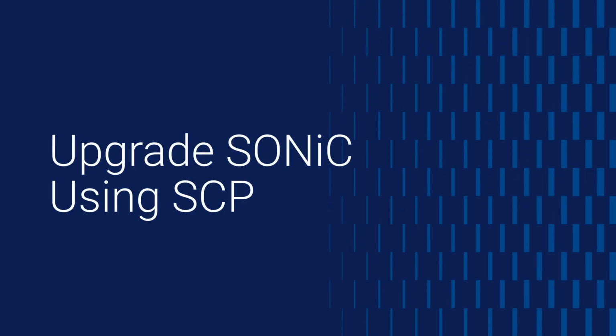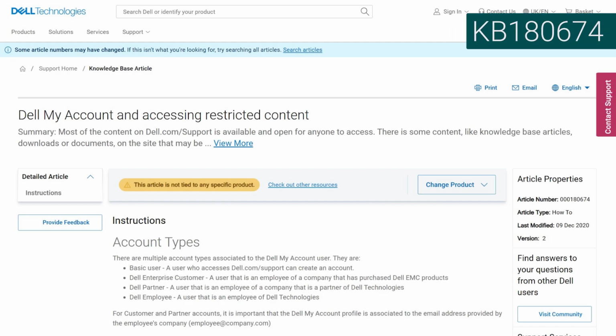Here's how to upgrade SONiC using an SCP client. You'll need an SCP client like WinSCP and the SONiC image. Download the image from your Dell My account. For more information, see KB article 180674.